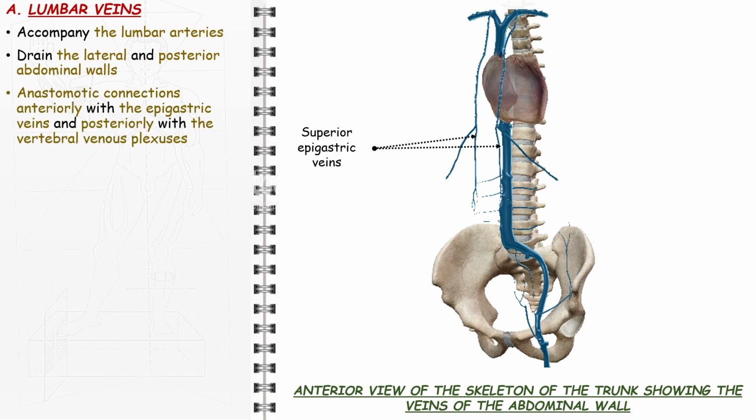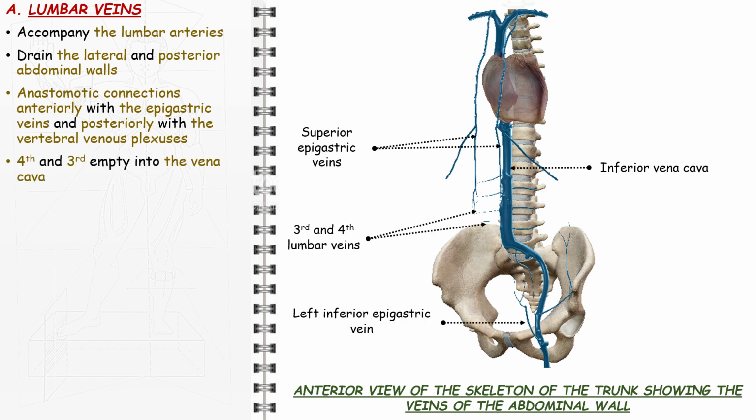The 4th and 3rd empty into the vena cava, those from the left pass behind the aorta, and all are expected to lie behind the sympathetic trunks, but occasionally one or more may be in front. The 2nd and 1st do not usually reach the vena cava but join the ascending lumbar vein, which unites common iliac and iliolumbar veins and passes vertically upwards behind psoas and in front of the lumbar transverse processes.